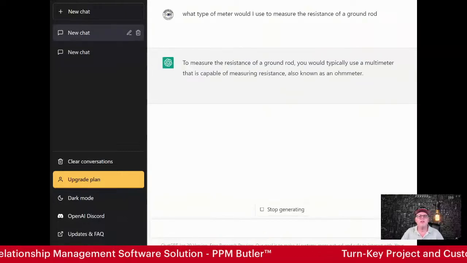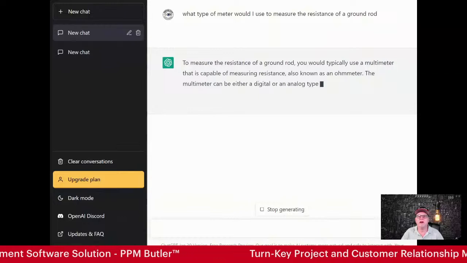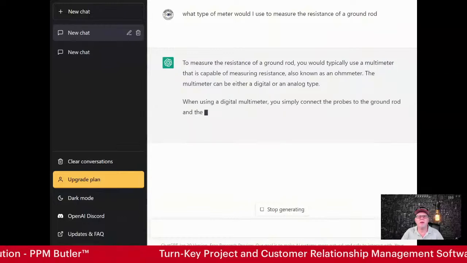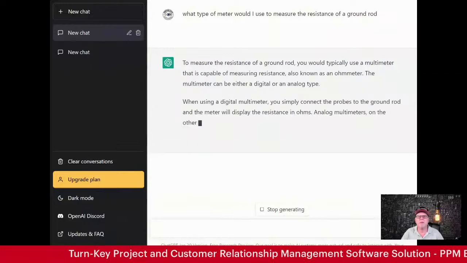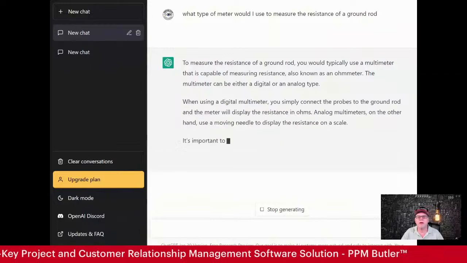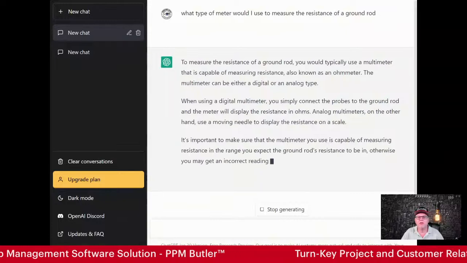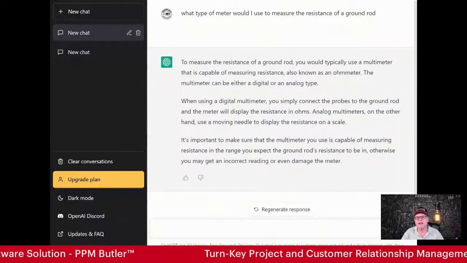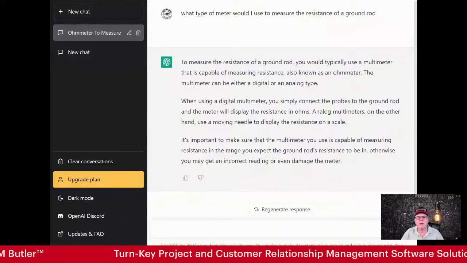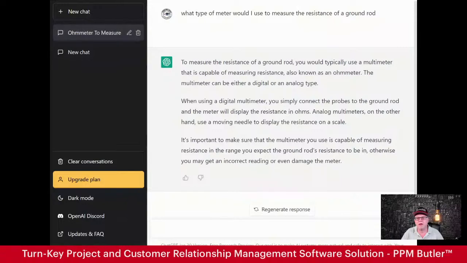It says, to measure the resistance of a ground rod, you would typically use a multimeter that is capable of measuring resistance, also known as an ohm meter. The multimeter can be either digital or analog. When using a multimeter, you simply connect the probes to the ground rod, and the meter will display the resistance in ohms. Analog meters, okay?